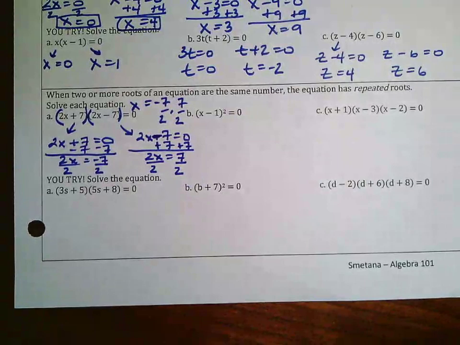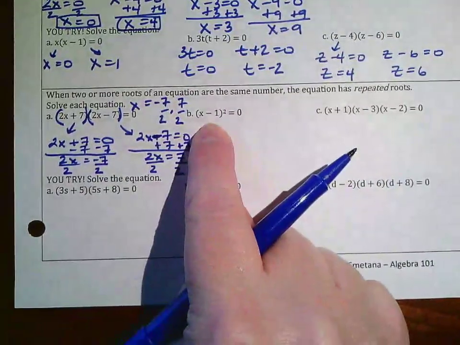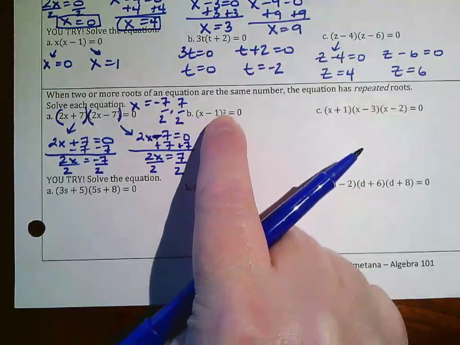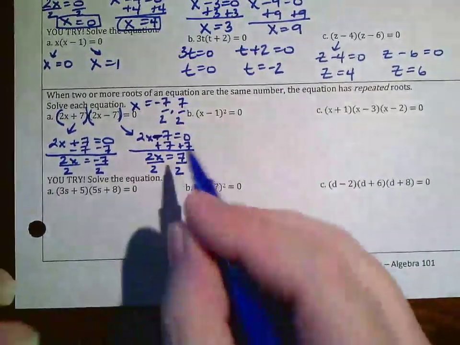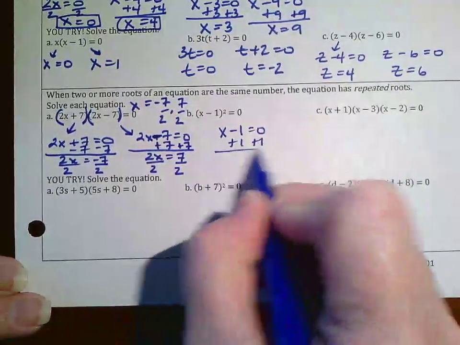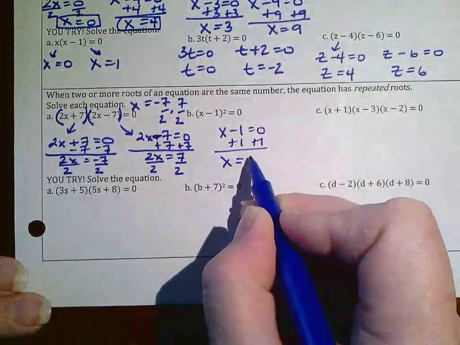Now, the really cool thing about problems like this, remember this is x minus 1 times x minus 1, because it's x minus 1 squared. So really, you only have to do it one time. Add your 1, x equals 1.